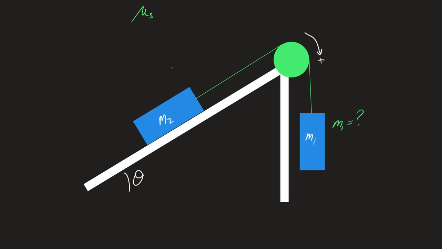So I'll say that all over again because you really need to think on it for a minute. There's a coefficient of static friction between block 2 and the ramp. So what size block for M1 will keep the system at rest? Now, I want you to think about this problem for a minute. We're looking for a threshold.